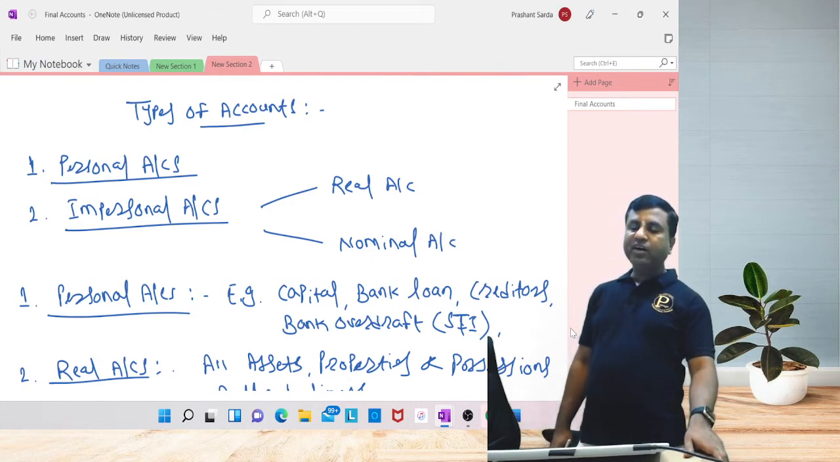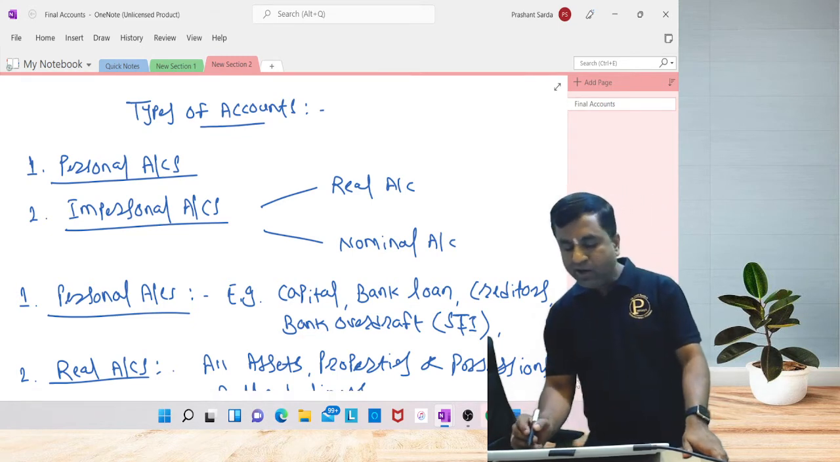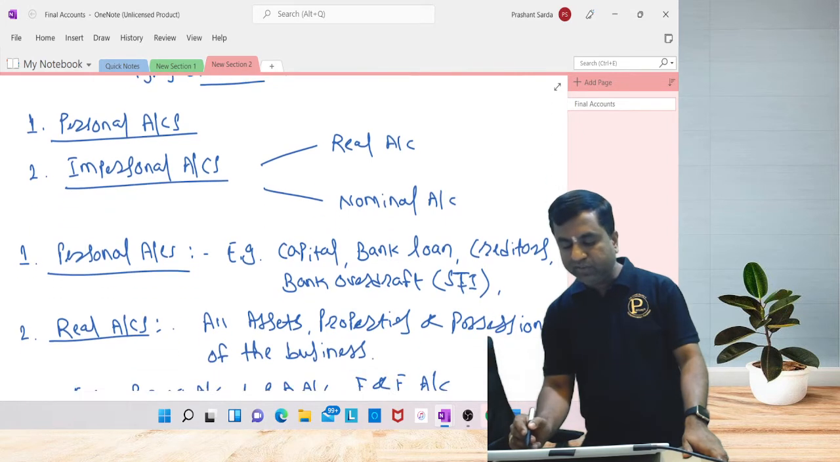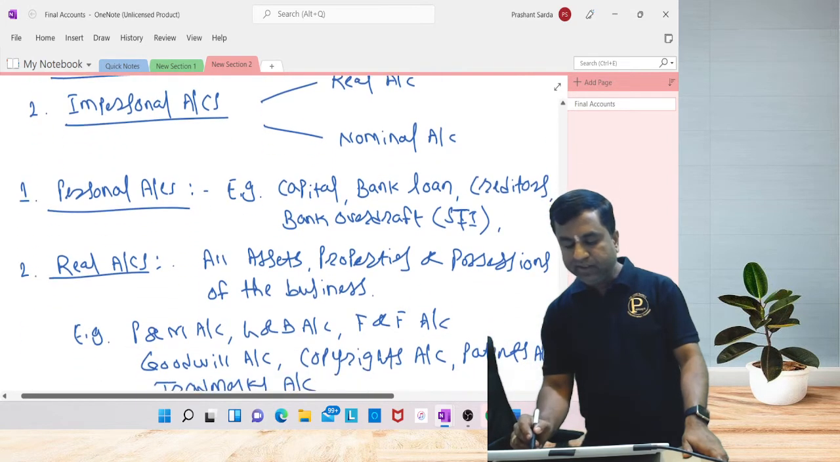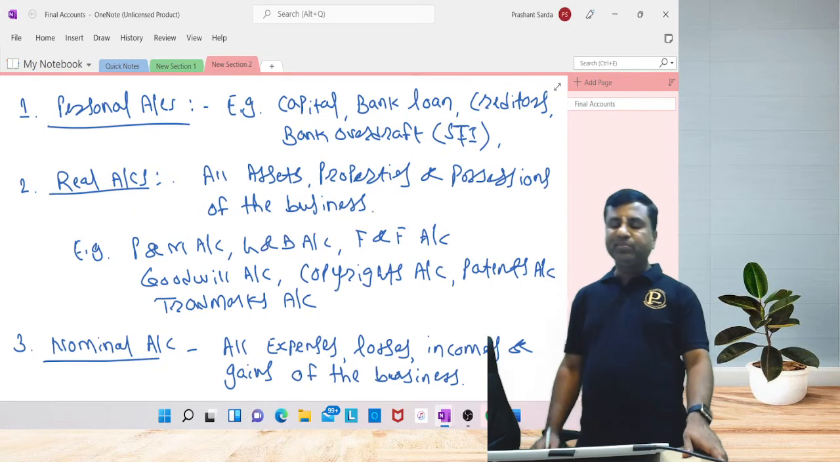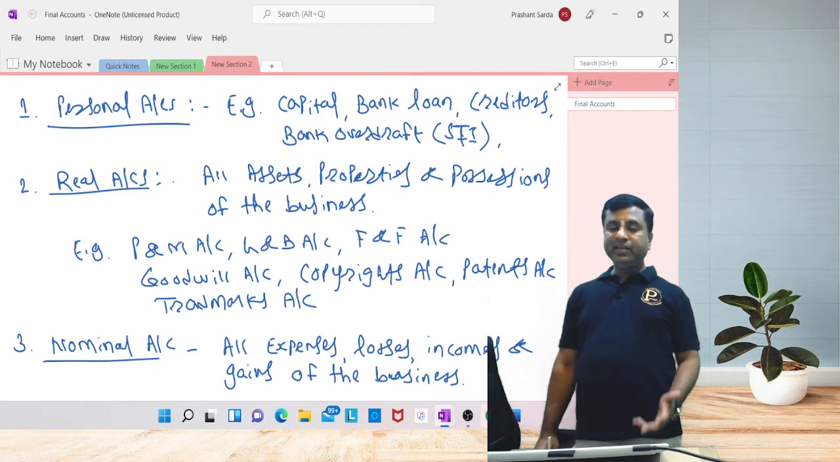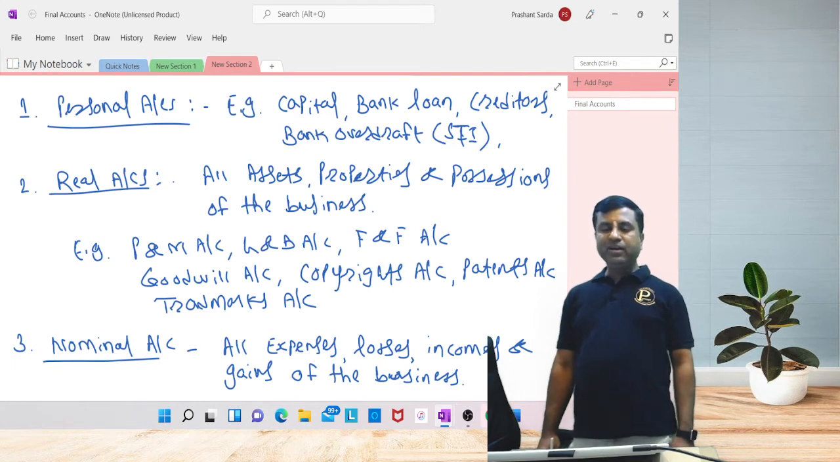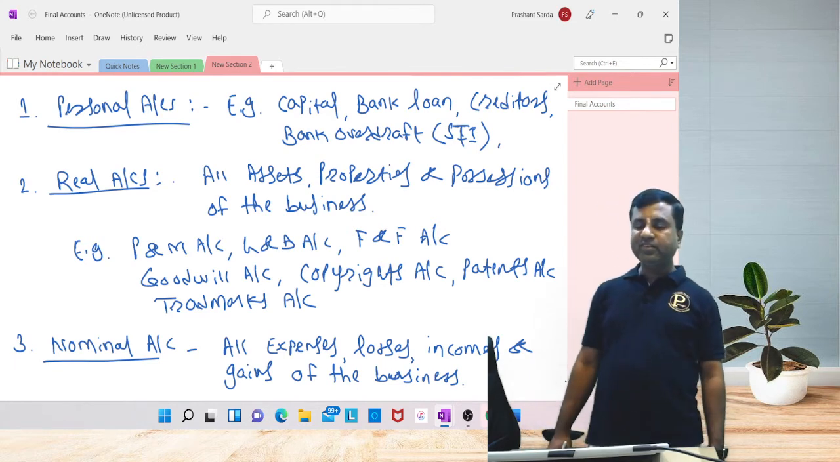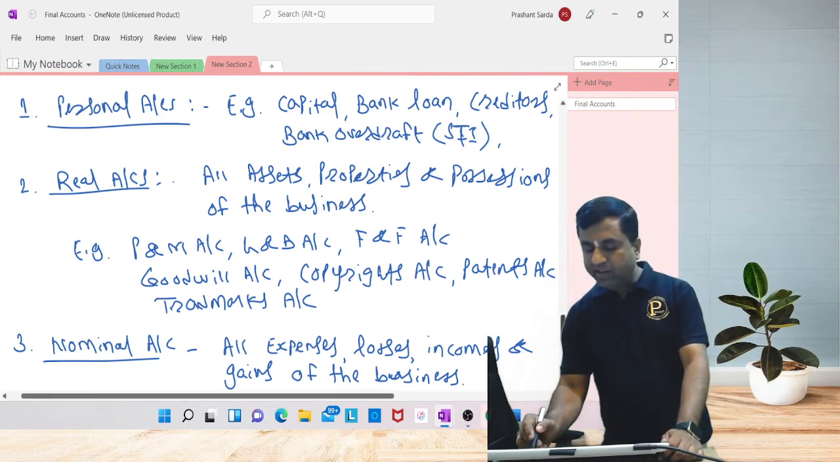Whereas nominal accounts are all expenses, losses, incomes and gains of the business, and along with that, all personal accounts are nothing but usually liabilities of the business. सारे personal account business की liabilities होते हैं. तो liabilities आ गई तो आप बोल दीजिए कि ये personal account है. Asset आए तो ये बोल दीजिए real account है. Expenses, losses, incomes and gains of the business are usually nominal accounts.